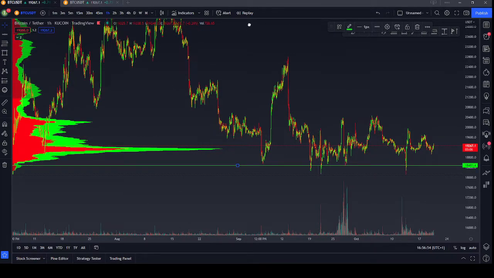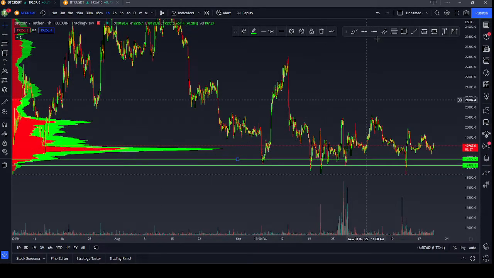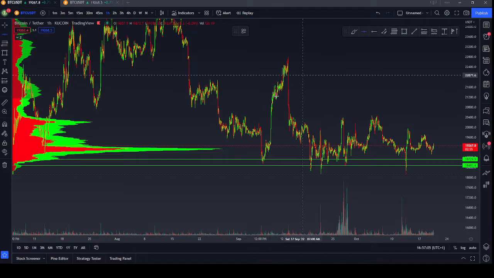Let's just scoot this out the way. There's another one. I'm going to try and get these as close to the peaks as possible because they do matter. Obviously we've got the big one here.